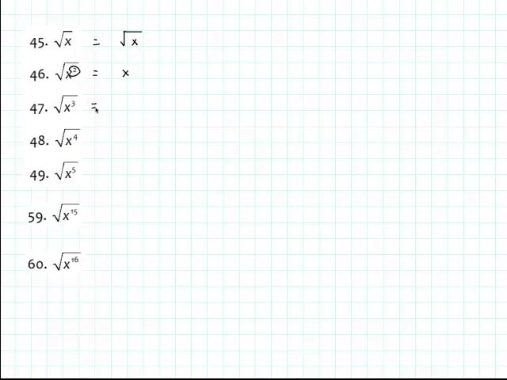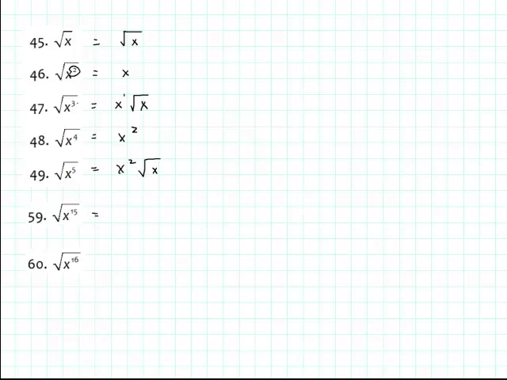X to the third is going to be an x times the square root of x. 2 goes into 3 one time. That 1 gets pulled out. Unfortunately, there's 1 left inside. 2 goes into 4, x squared, no remainder. 2 goes into 5, x squared will come out. Unfortunately, there's a remainder of 1. So think of it as pairs.